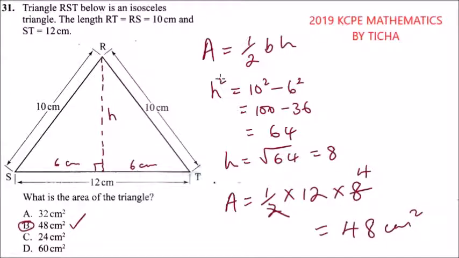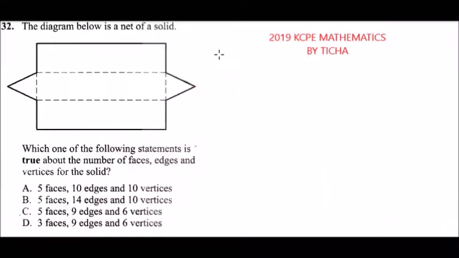So here you are being tested. Do you know that if we have an isosceles triangle and we drop a line that is perpendicular to the base, it bisects the base into 2? Once you know that, then you should be able to get that question.